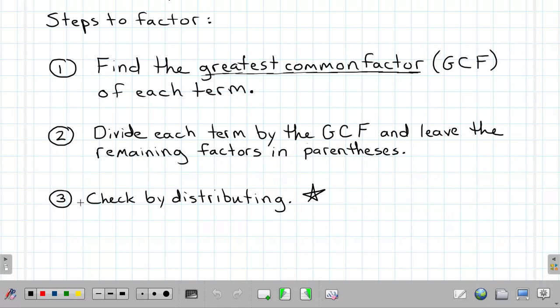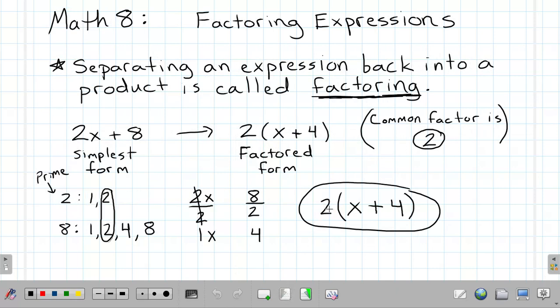Okay, and then the last step here is what we did at the very end, where we checked by distributing. So we could take this 2, multiply it out. So 2 times x gave us the 2x. 2 times 4 gave us the 8, and since it's plus on the inside of the parentheses here, that means it's plus right here, and vice versa. So just pay attention to the signs here, if it's addition or subtraction.